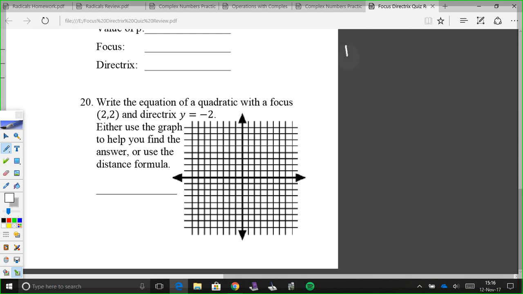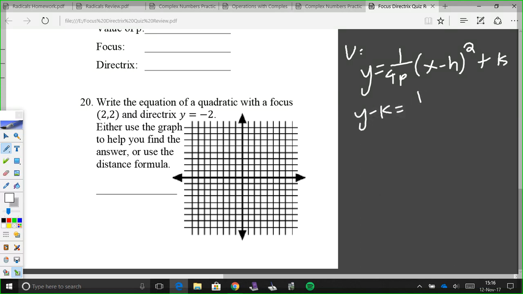So the vertical one, we've already established, we wrote it down a second ago, is y equals 1 over 4p (x minus h) squared plus k. Sometimes it might be written as y minus k equals 1 over 4p (x minus h) squared. Again, these are exactly the same thing, except that the k might be on the right side or on the left side. It really doesn't matter. I'm just going to stick with that first one for now, where the k is on the right side. But it's the same thing. All I need to do is find h, k, and p, plug them in, and I'll have the equation.